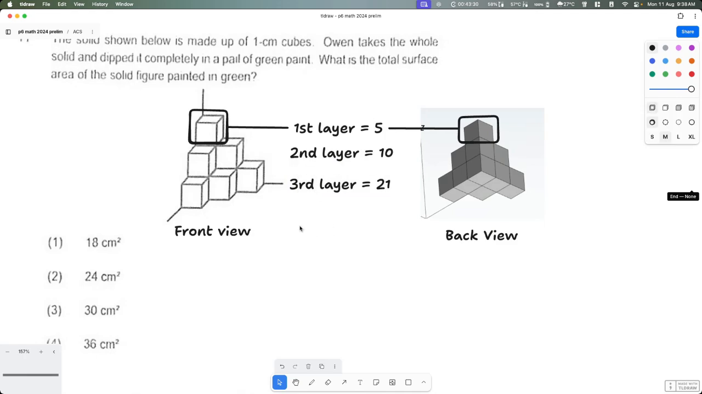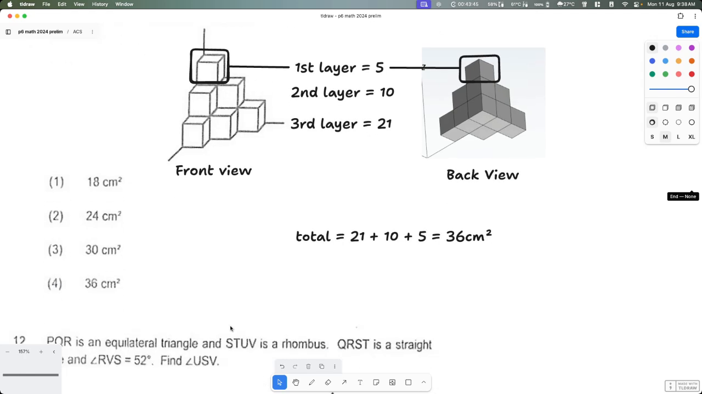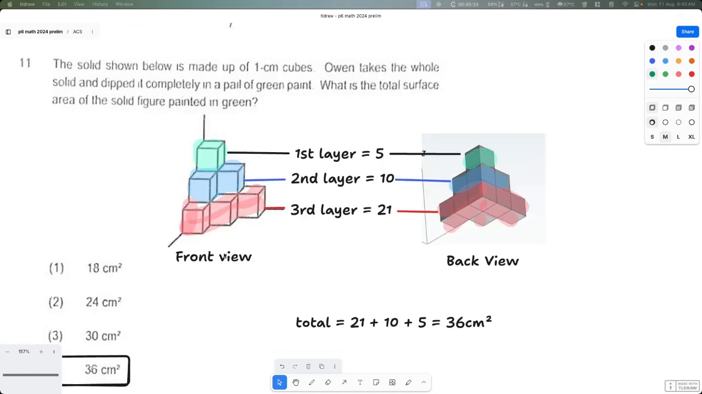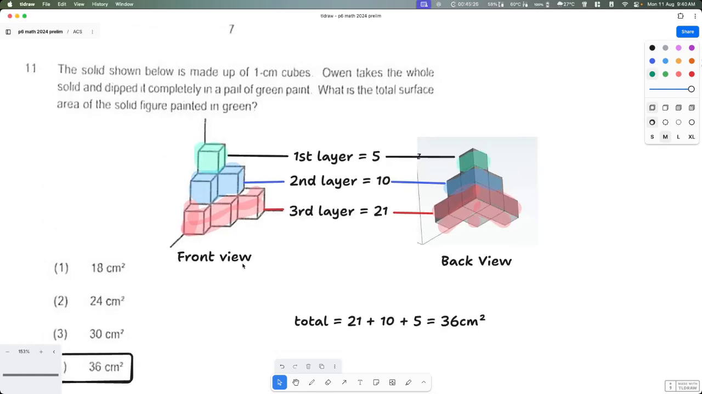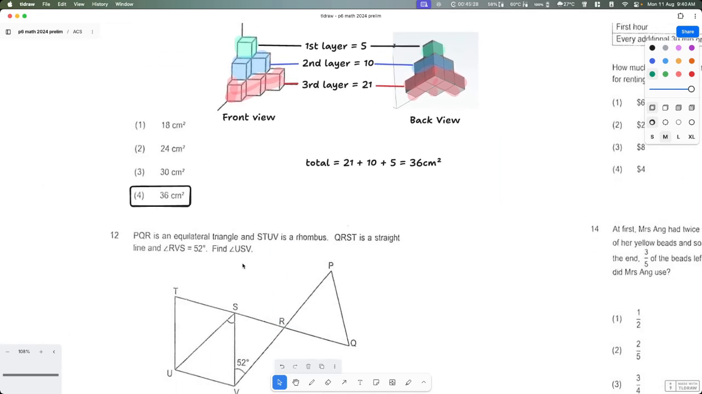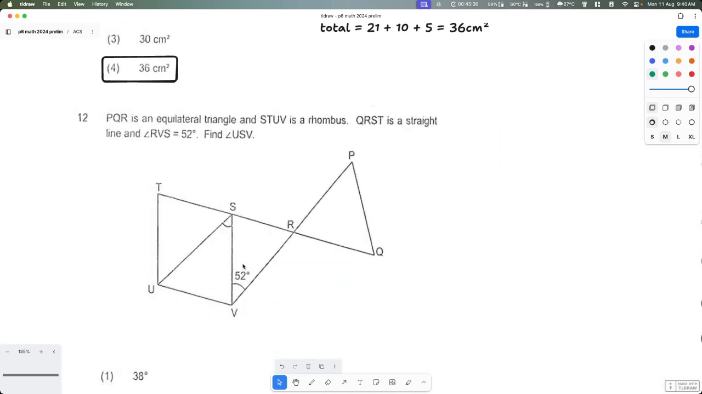So that means total is equal to, I'll put the total at the bottom, which is 21 plus 10 plus 5. This will give us 36 centimeter square. So the answer to this is option number 4 in this case over here. All right, so it will look something like this over here. Hopefully this makes a bit more sense. Okay, let's move on to question number 12.